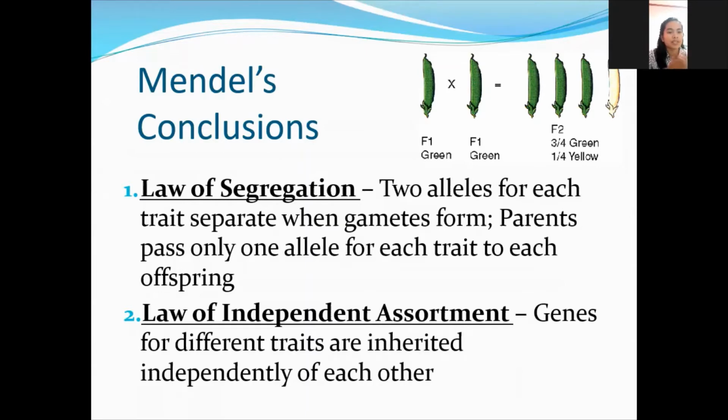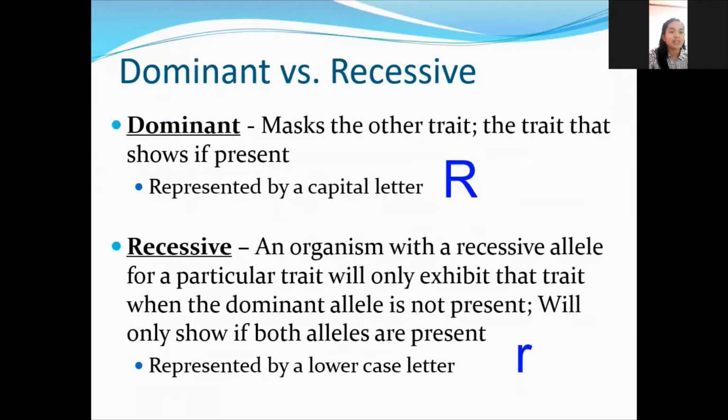Okay? So, segregated yan. Okay, we also have here the law of independent assortment. When we say the law of independent assortment, that means genes for different traits are inherited independently of each other. So, independently yan. Okay? Hindi siya nakabase sa kung ano yung dapat na kainin mo, na dapat yung diet mo, and so on and so forth. So, that's your own identity. That's what makes you unique. That's your independent assortment.